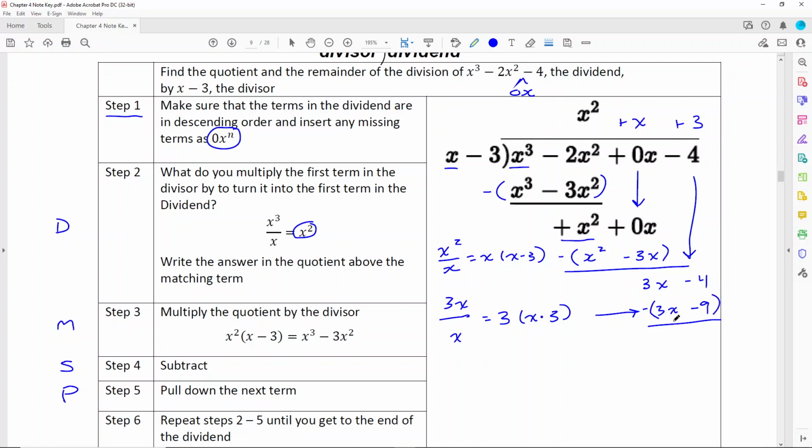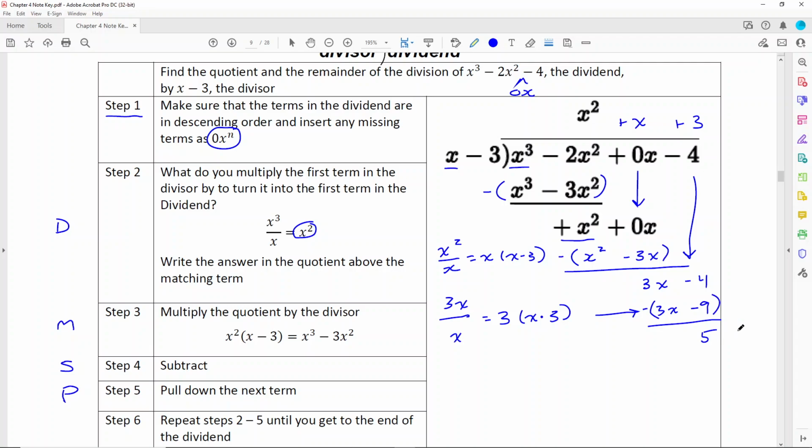This is where I see the majority of the mistakes. Actually, people are usually pretty okay with long division, but they can't subtract integers. So 3x minus 3x, all good. But don't forget, -4 take away -9 means you're adding 9. So -4 plus 9 is 5. And that's it. We're done.